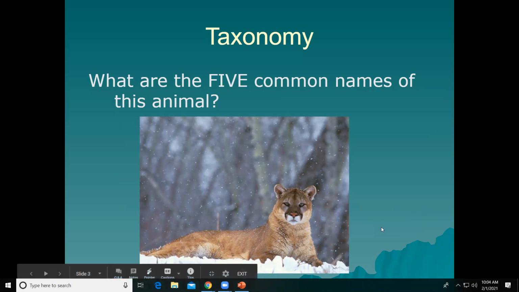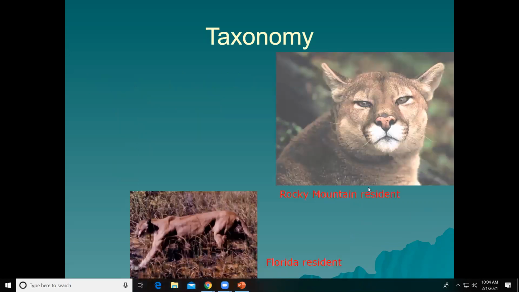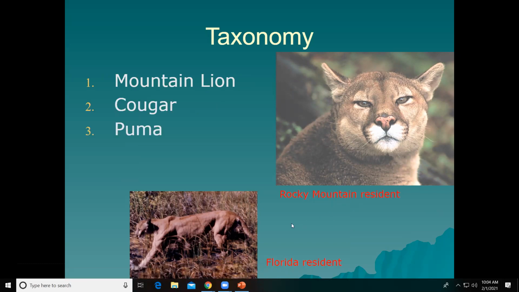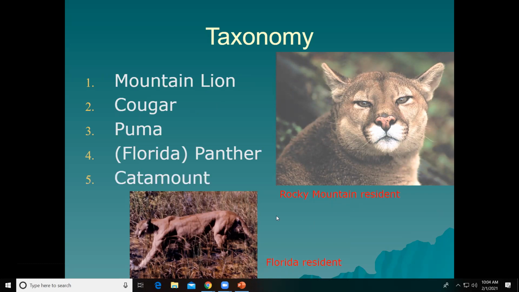It depends on the location that you're in. One of the names for where we live is most commonly mountain lion. That's what we would refer to it as. It can also be referred to as a cougar, puma, the panther, which is known primarily in Florida. And we also have the catamount, which is in the Appalachian Mountains, more in the Virginia, West Virginia area. But again, we're looking at just a single organism here that has 5 different names.